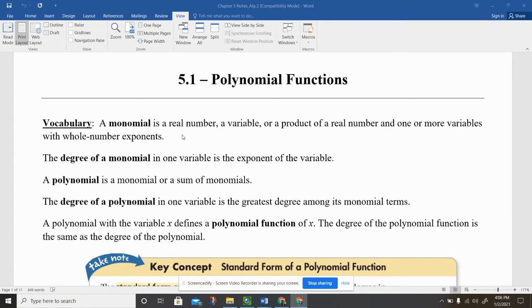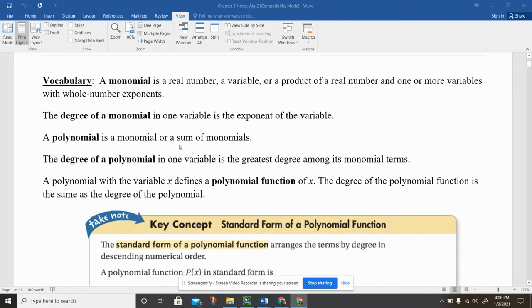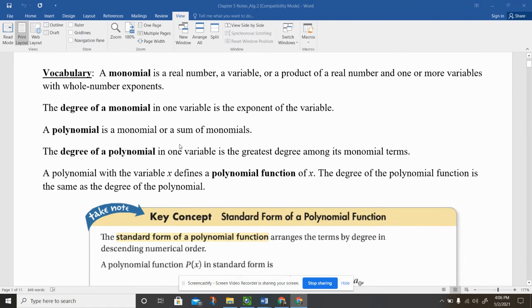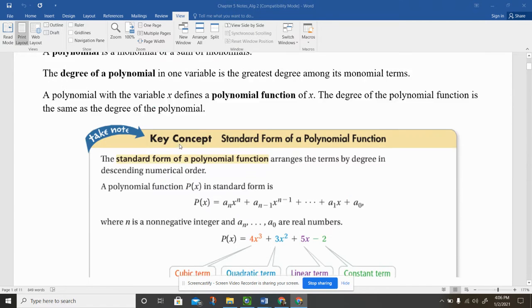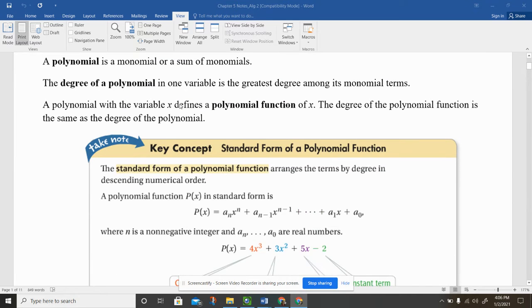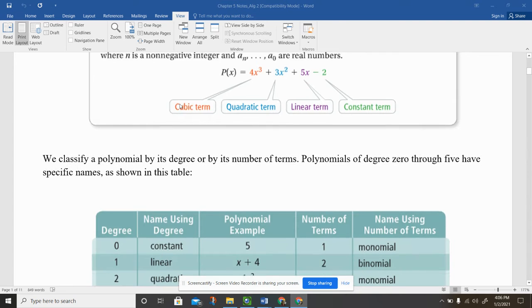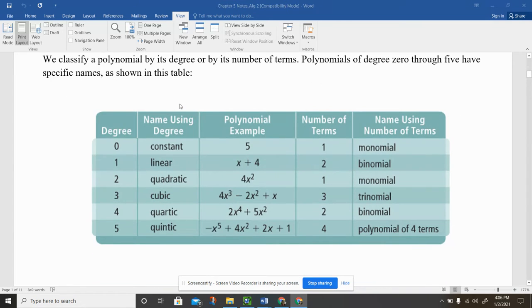A monomial is like a real number. There's no variable with it. That's what a monomial is. When we have the degree of a monomial with one variable, it is the exponent of the variable. That kind of is confusing. A polynomial is basically any function, and you might have a degree of a polynomial. We'll get into this right down here. If you want, you can write this down, or if you printed this out, even better. This right here is going to be important.